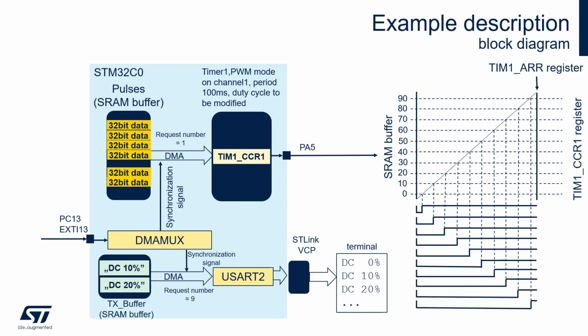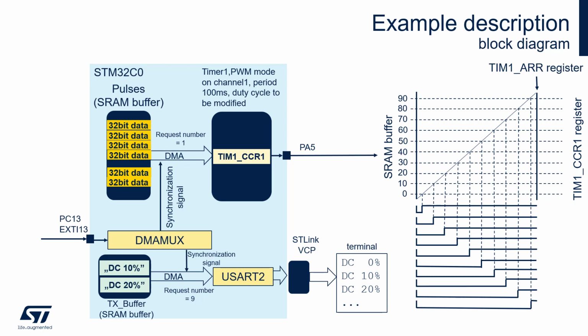register 1, CCR1, will be transferred from internal SRAM buffer using DMA to this register on the synchronization signal coming from DMA multiplexer, which would be triggered by external pulses coming from PC13 pin. This PC13 is a place where we have blue button connected on our board.